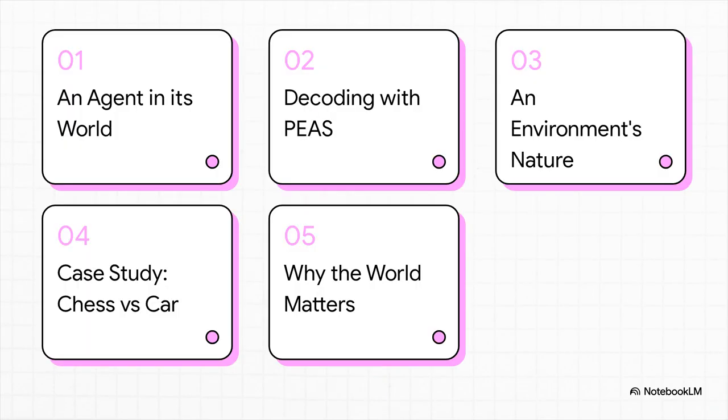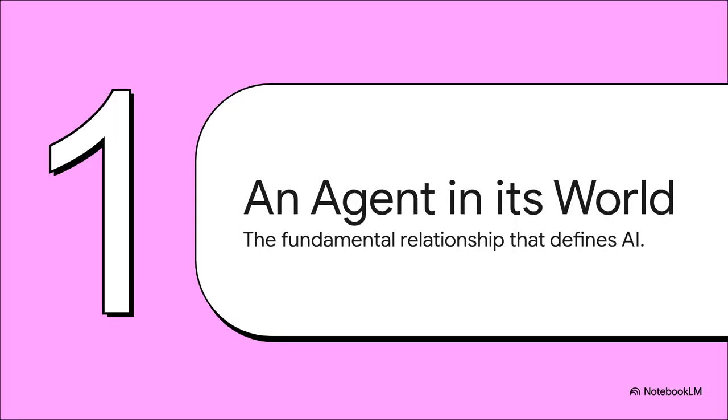So here's how we're going to break it all down. First, we'll cover the basics, what we mean by an agent and its world. Then, we'll look at a super useful tool called PEAS. After that, we'll get into the real heart of it, the properties that define an environment. We'll use all that to solve our chess versus car puzzle, and wrap up with why this concept is so important. All right, let's jump in.